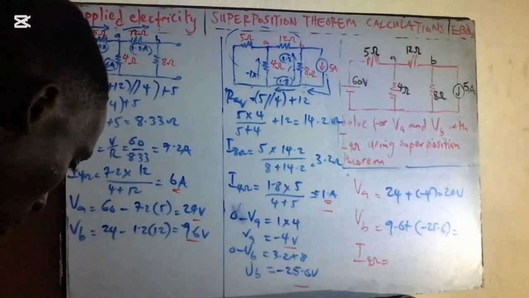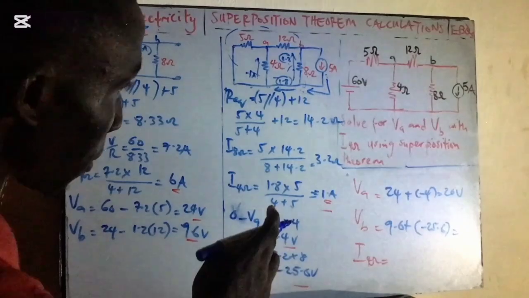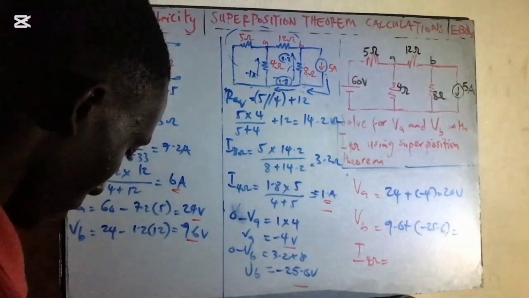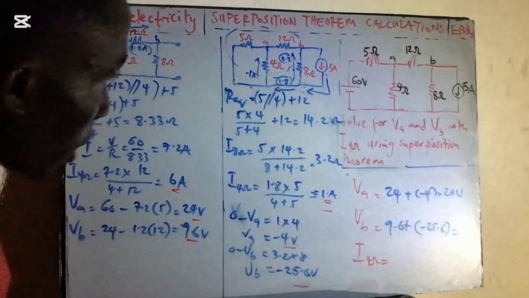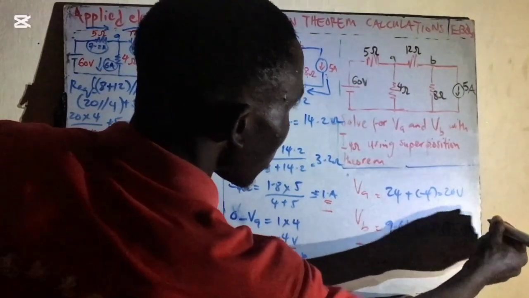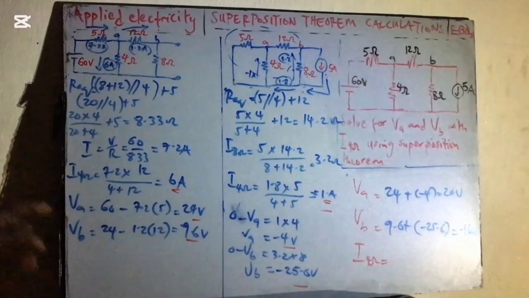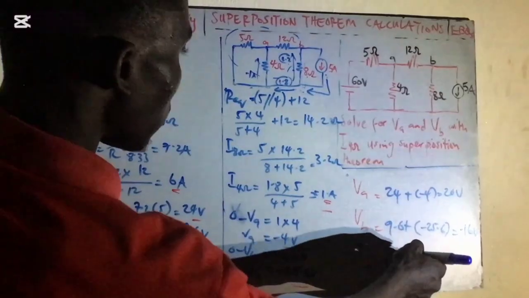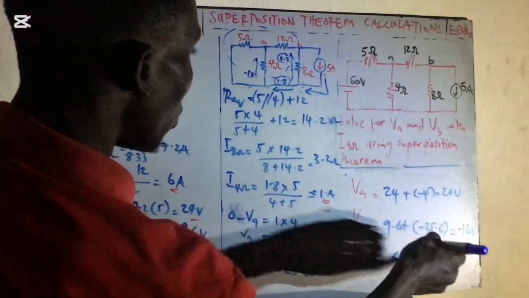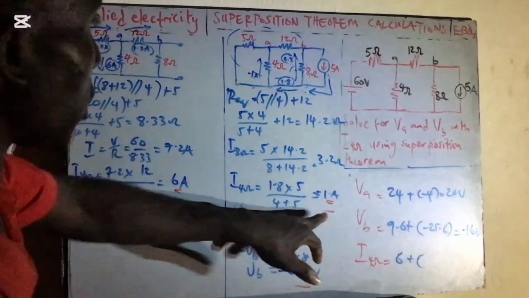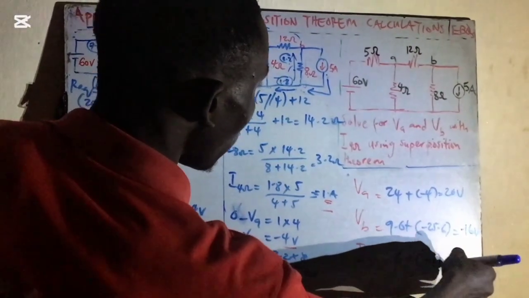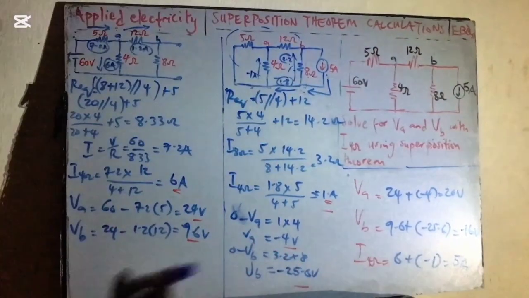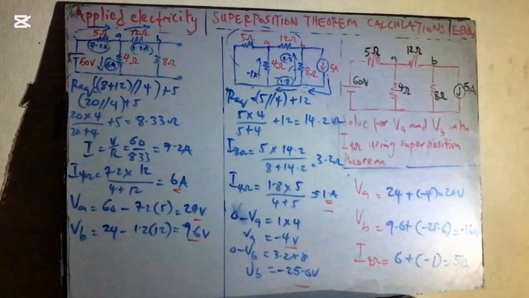Let me check. Calculate that. That's 9.6 minus 25.6. Trying to see that we don't make a mistake. Yes, minus 16. Minus 16 volts. Then the last one, the current here. The current here is 6 ampere. 6 plus, open bracket, what's the current in the 4 ohm resistor? It is minus 1, as I told us the other time. So that's 6 minus 1, which is 5. 5 ampere. That's the current flowing through the 4 ohm resistor.